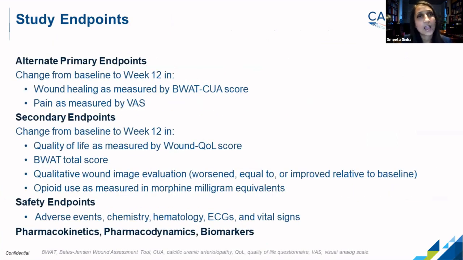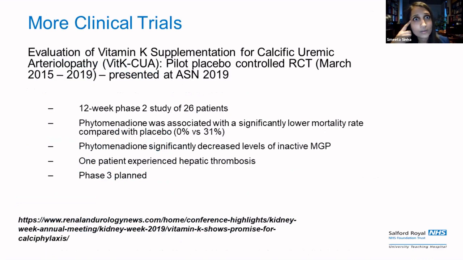And the endpoints will be, it's an alternate endpoint, which was new for me, but it was approved by the regulators, probably because the relationship is so tight. So wound healing, again, measured by the BWAT, but a modified BWAT score, which is specific for calciphylaxis and pain. And then as well as that, it'll look at quality of life, looking at qualitative wound image review, because you don't want a statistically significant change if it's tiny and the lesion is still horrific. But also opioid use. And importantly, it's an IMP, so we need to understand the safety endpoints as well as the pharmacokinetics.